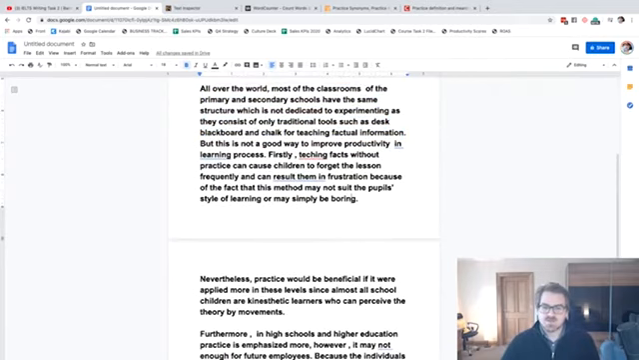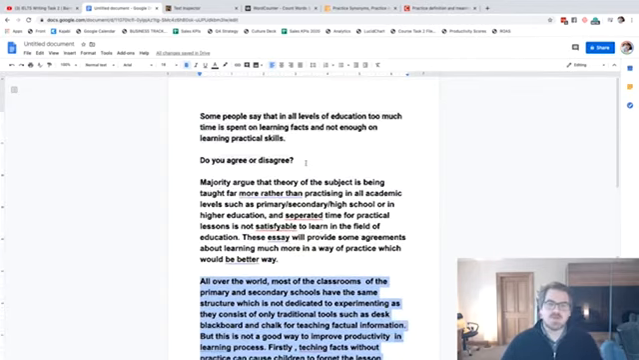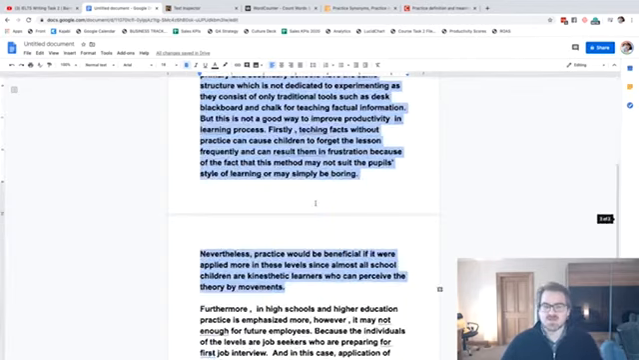"Nevertheless, practice would be beneficial if it were applied more in these lessons, since almost all school children are kinesthetic learners who can perceive the theory by movements." This is more about how we learn, different styles of learning, not about the difference between learning facts and practical skills.